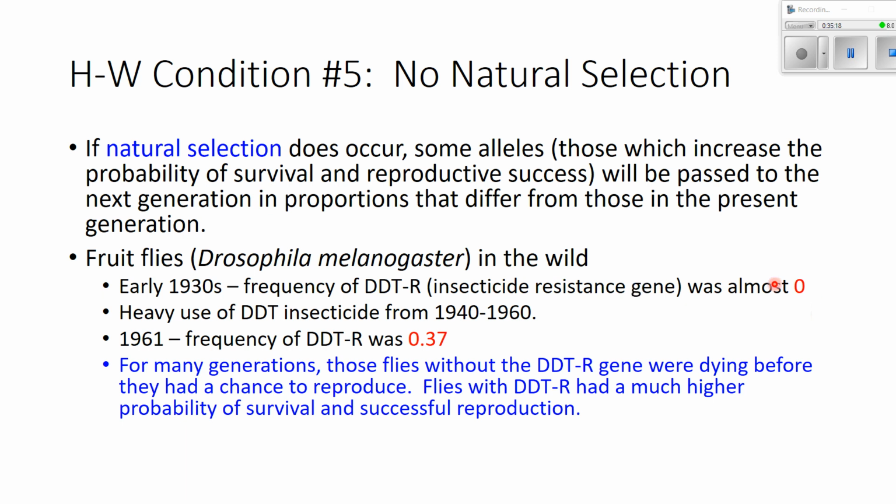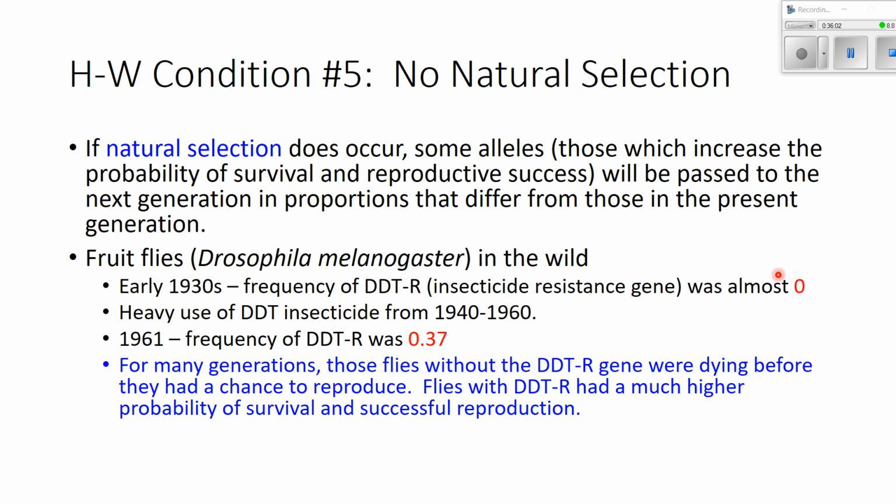Now, the frequency for that allele was almost zero in 1930. It was like 0.000001 or something like that. Well, from the 1940s, the 1950s, and the 1960s, so about 30 years, DDT was heavily sprayed all across America, not necessarily targeting fruit flies, but mainly to try to control the mosquito population. But because DDT was being sprayed so rampantly throughout the environment, lots of fruit flies died. The insecticide killed a lot of the fruit fly population.